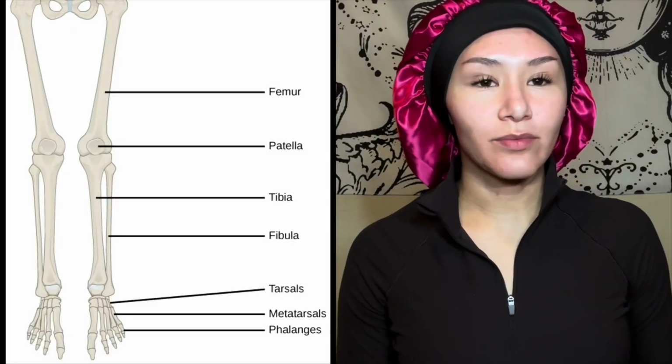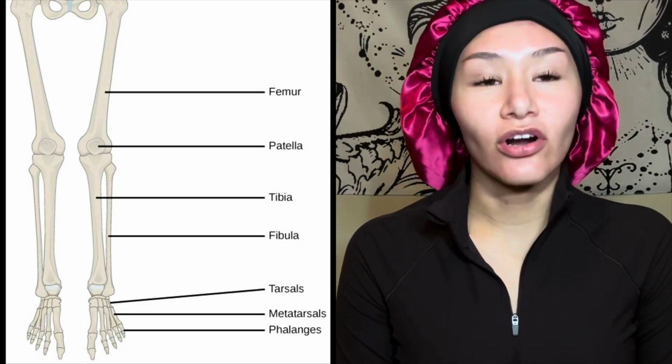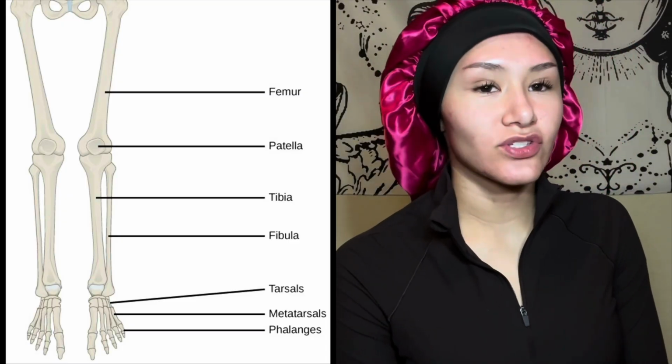I'm going to talk about our legs next because it kind of translates and you'll see where I'm talking about. We have our femur, our tibia, our fibula, as well as our tarsals and our metatarsals down to our phalanges, which is our toes. And you can see where the correlation is with our carpals, metacarpals, and phalanges.